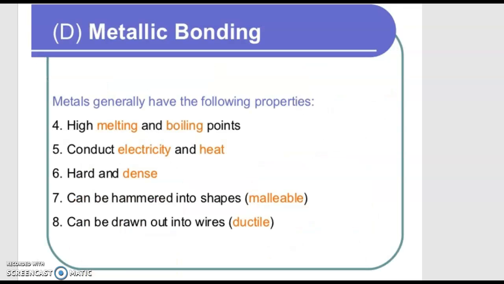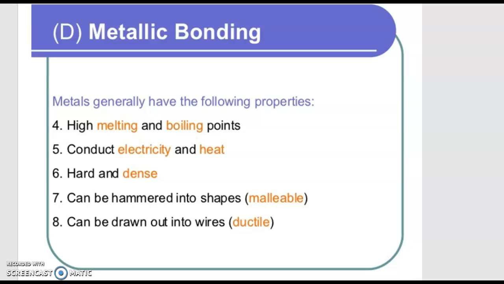Now let's look at metallic bonding, the properties. We know that metallic bonds occur between two or more metals. So they're going to have the properties of metals. They have high melting and boiling points. I mean, you know it takes a lot to melt a metal and an extremely high temperature to boil a metal. Metals always conduct electricity and heat. They're hard and they're very dense.